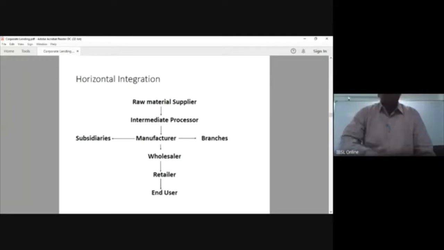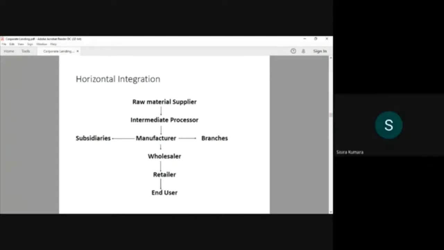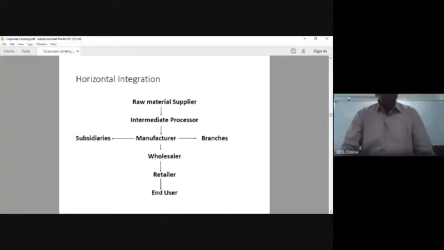And another good one, furniture manufacturers. What is their name? The famous Damro. Damro is another good example, vertically as well as horizontally. Anyway, good. Thank you very much.